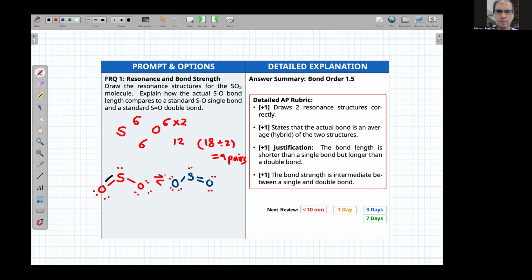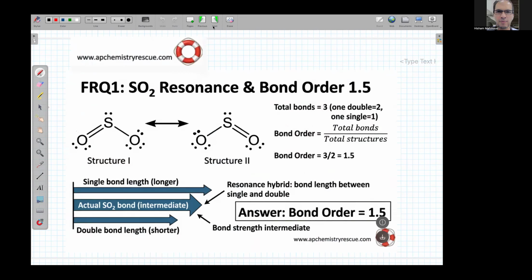Here is the critical point, and this is worth a point on the AP rubric. The actual molecule is not flipping back and forth between these structures. The actual bond is an average, or a hybrid, of both resonance forms. Now let's calculate the bond order. This is the key to understanding the bond length.